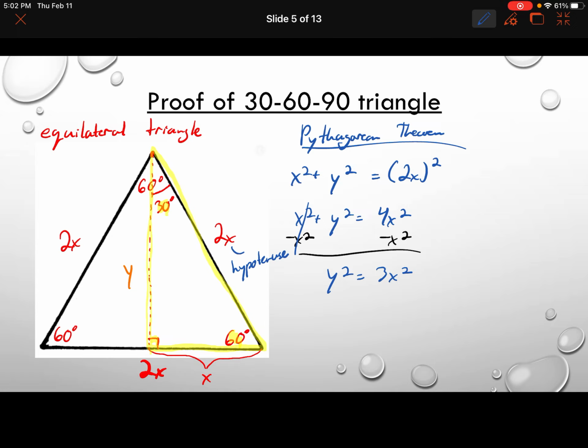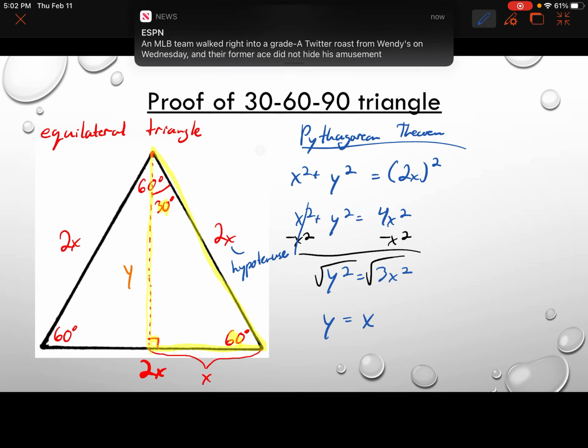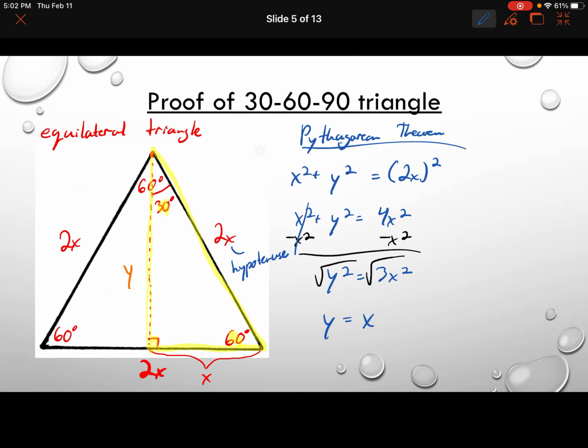And just like the previous problem, we want to cancel out the squared part of our equation now. So let us square root both sides. So the squared disappears. Remember, the square root of x squared is just x. And now the square root of 3 is just the square root of 3. There's nothing special there. So that means this y side is equal to x times radical 3, or x radical 3. Okay?